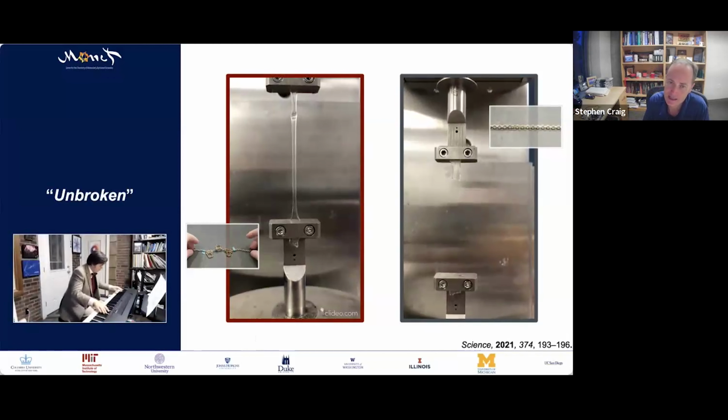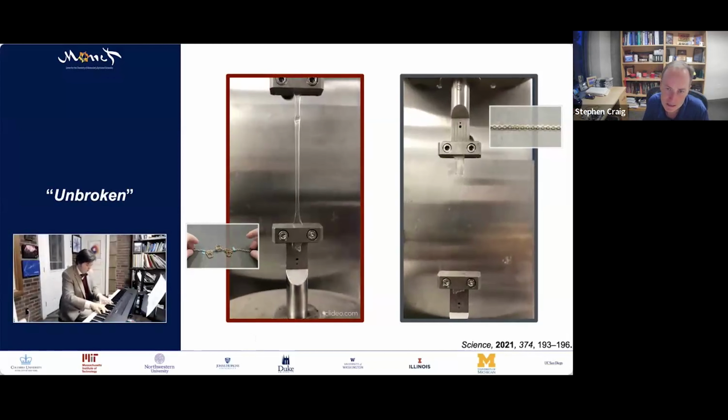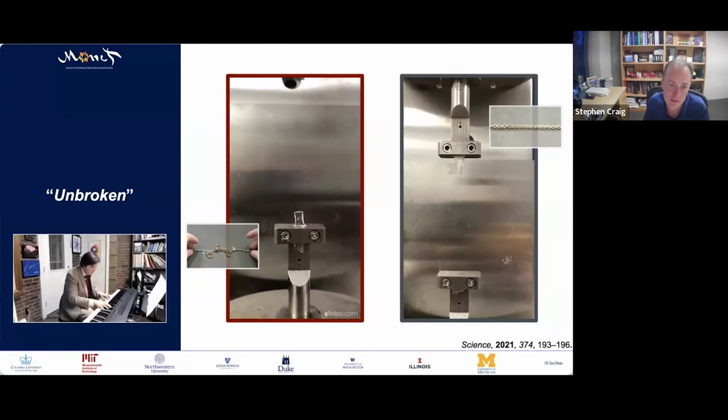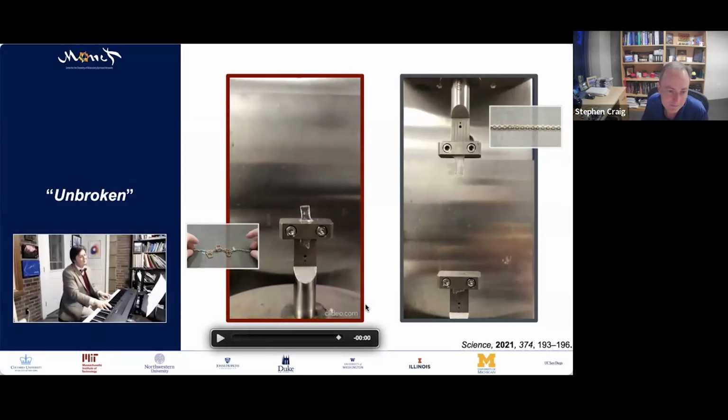So what you see is that the gel made out of strands programmed to break has now broken, whereas the gel made out of strands that could stretch further can be stretched further until finally it breaks as well.